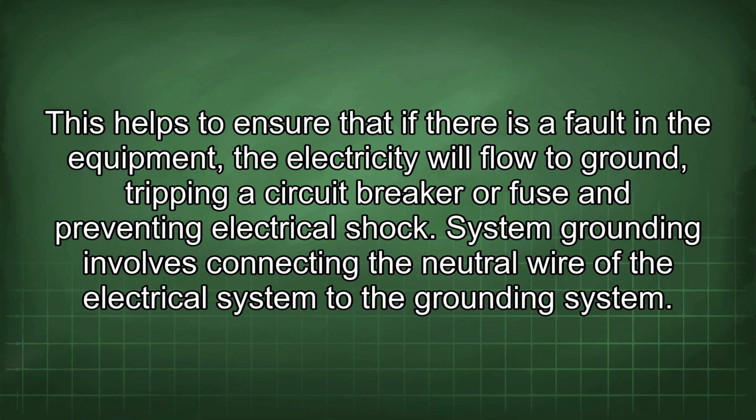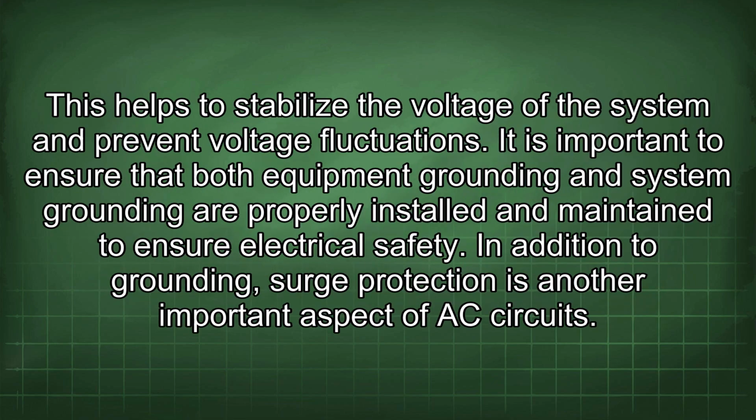System grounding involves connecting the neutral wire of the electrical system to the grounding system. This helps to stabilize the voltage of the system and prevent voltage fluctuations. It is important to ensure that both equipment grounding and system grounding are properly installed and maintained to ensure electrical safety. In addition to grounding, surge protection is another important aspect of AC circuits.